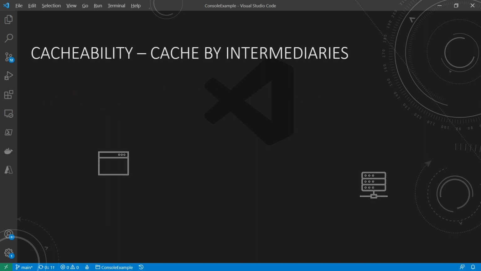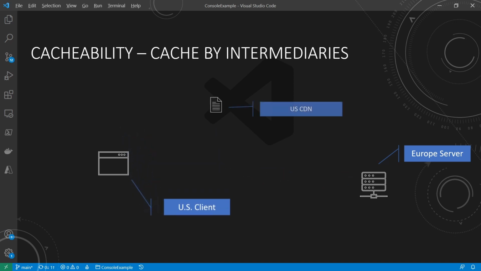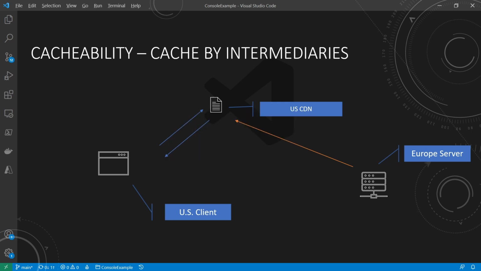For example, if you have a server in Europe and you have clients in the US, a request and response cycle is going to take a bit because of the physical distance. If we know the response could be cached, we could introduce a CDN in the middle. And then, obviously, the clients in the US are going to talk with the US CDN. But hey, not every request is cacheable, so it is important to mark them clearly. And that's why cacheability.